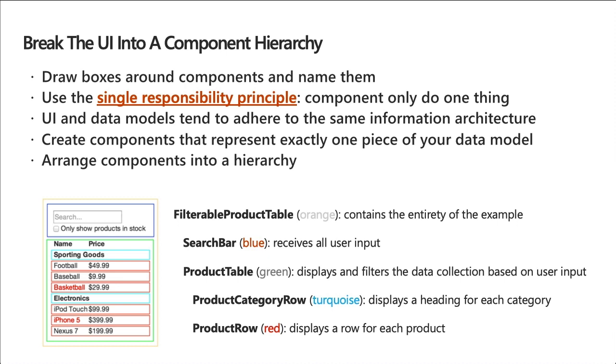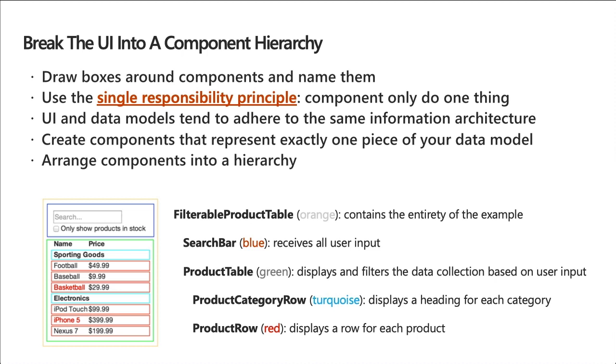But how do you know what should be its own component? Just use the same techniques for deciding if you should create a new function or new object. One such technique is where a component should ideally only do one thing. That's called single responsibility. And if it ends up growing, it should be decomposed into smaller subcomponents.